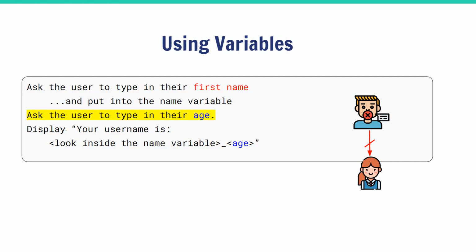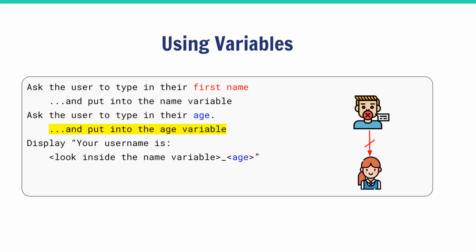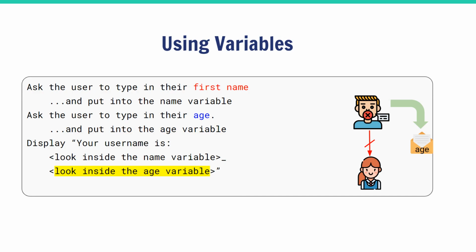Let's take a look at the next line now, where we're asking the user to type in their age. So the same situation applies. That line of code cannot communicate with the last line of code. So what it will need to do, it's going to put that information into a variable. And this time, the variable is called age, not name. And then the last line of code will also need to look inside the age variable and use the information it finds inside that variable to construct the username.